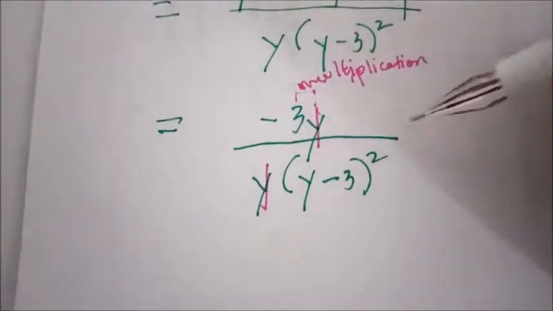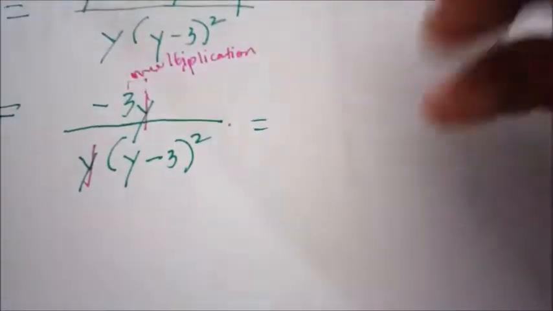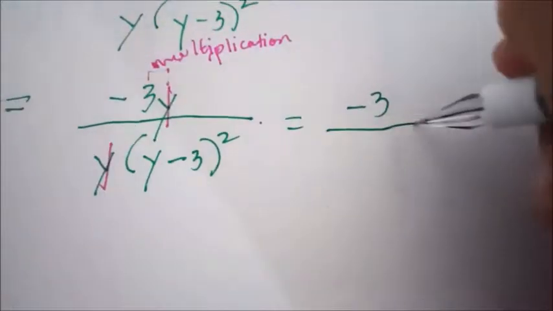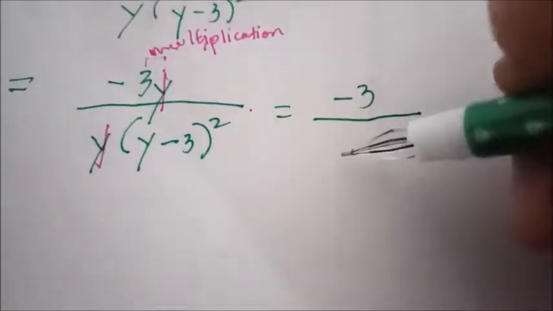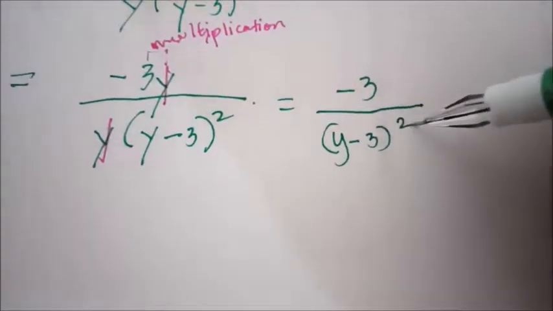Okay? Ayan. So, therefore, our final answer will be negative 3 na lang ang matitira sa numerator. And then, for the denominator, we will have y minus 3 squared.